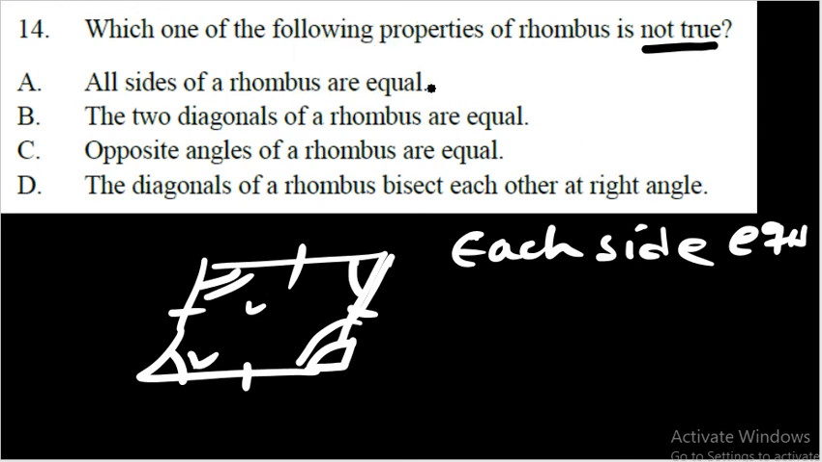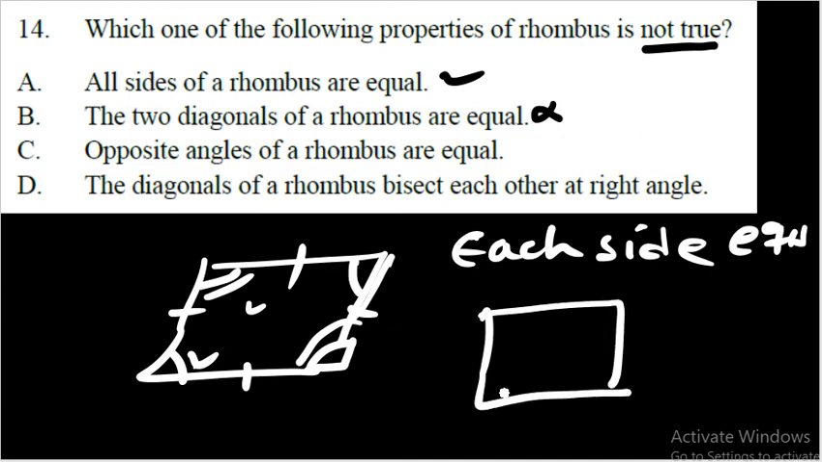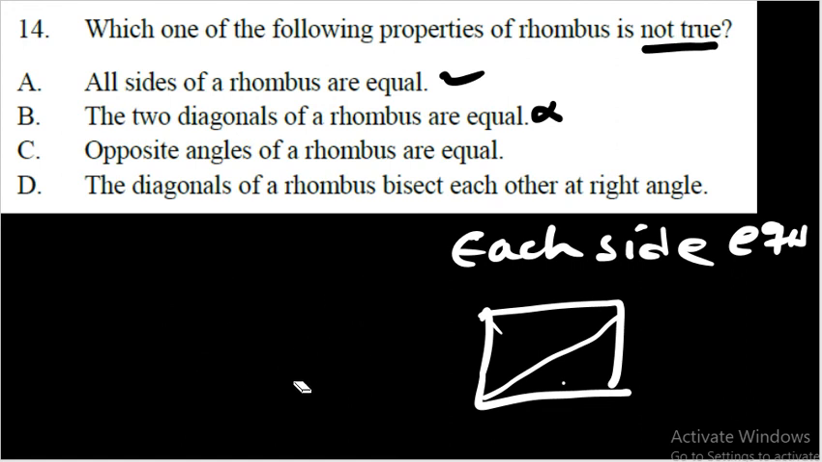First one, all sides of a rhombus are equal, true. The 2 diagonals of a rhombus are equal, no. Which diagonals are equal in the case of a rectangle? In the case of a rectangle, the diagonals are equal to each other. This diagonal and this diagonal are equal.